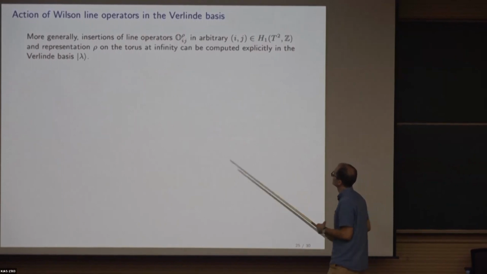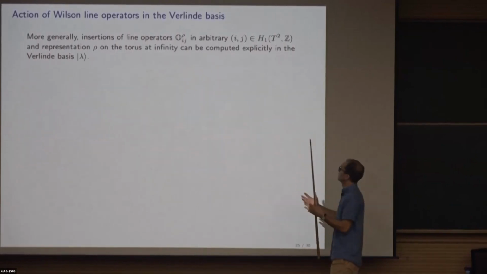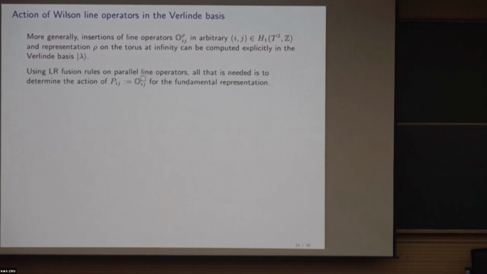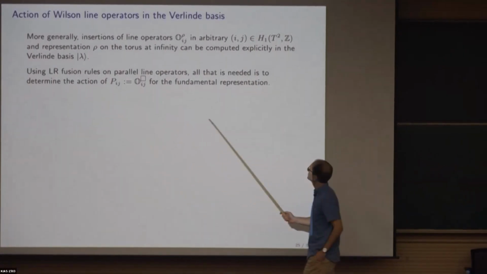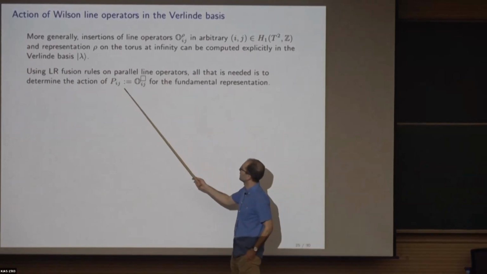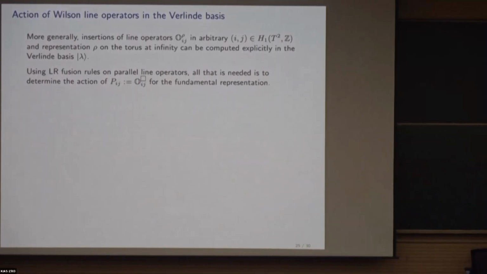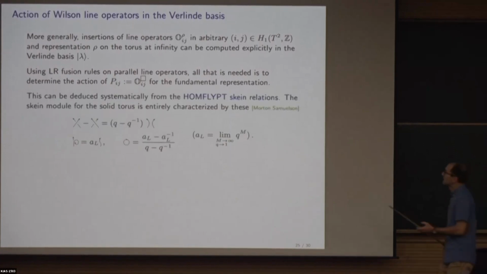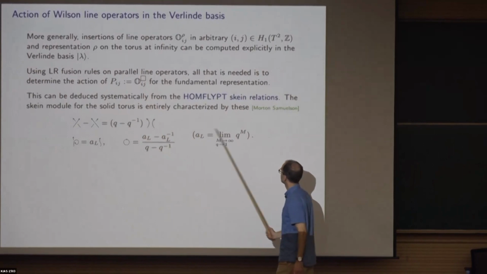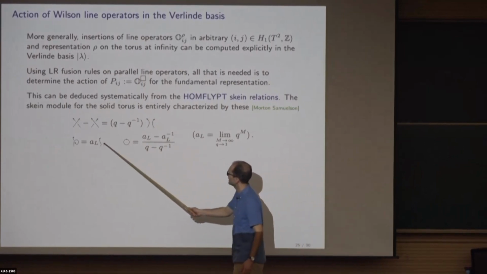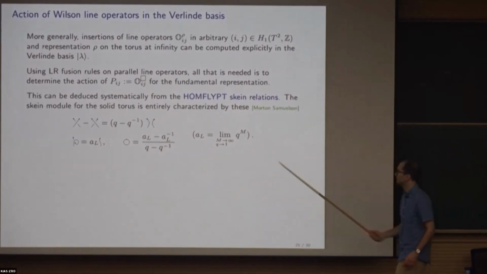Now, these were simple examples, but in general you will have arbitrary types of Wilson lines. But the point is that again, you can compute their algebra using the local skein relations. And if you have two parallel ones, you just use the Littlewood-Richardson fusion rules. And so because of that, all you need to know is how the Wilson lines in the fundamental representations act. You can get other ones by using the Littlewood-Richardson rules. And to do that, as I said, you can use the skein relations. So here they are. These are the skein relations now for infinite rank Chern-Simons on L, where A_L is q to the m in the limit m goes to infinity.